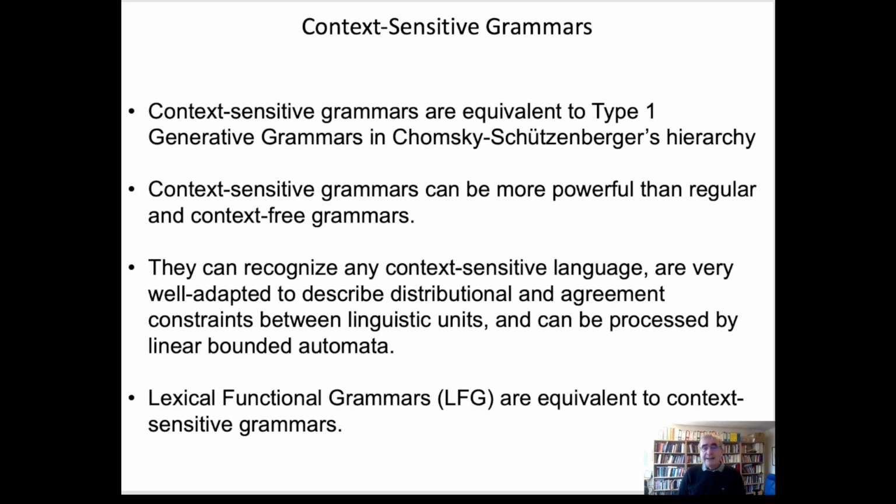They are very well adapted to describe constraints between, let's say, verbs and their arguments, such as a verb needs to have a human subject or a concrete object, and agreement, such as an agreement between a determiner and a noun. And they can be processed by linear bounded automata. A very famous formalism to write context-sensitive grammars is lexical functional grammars, LFG, and they are equivalent to context-sensitive grammars.